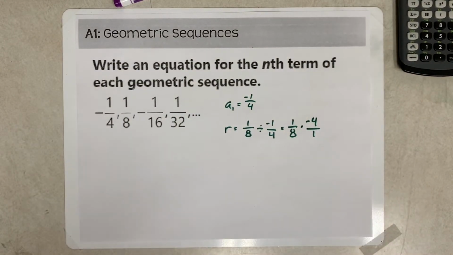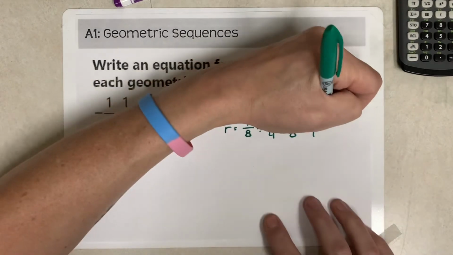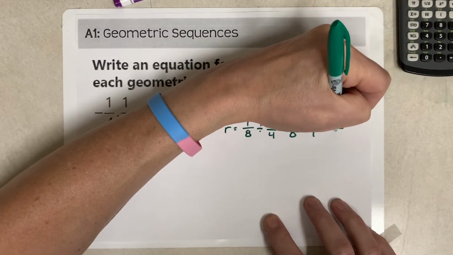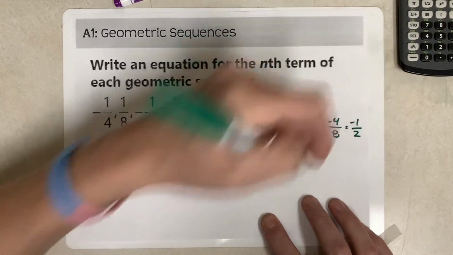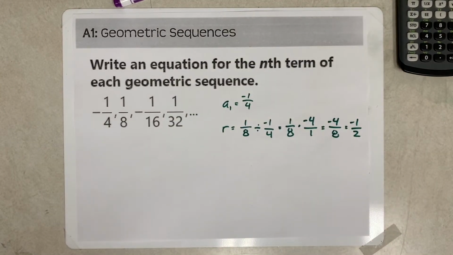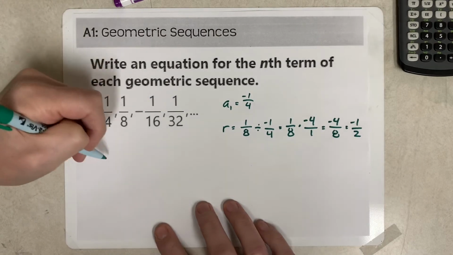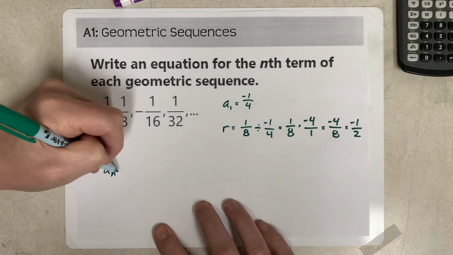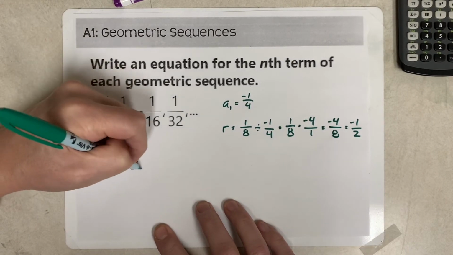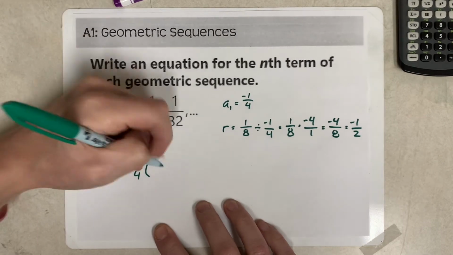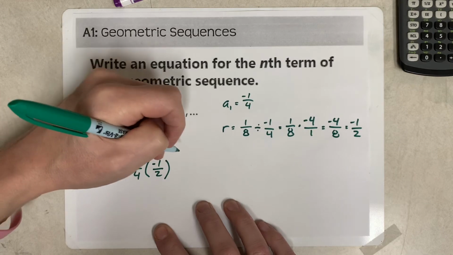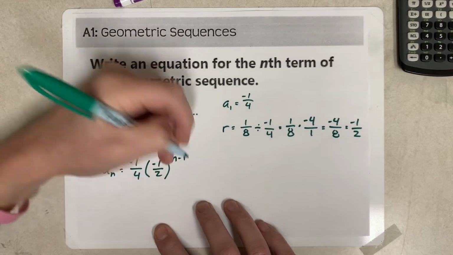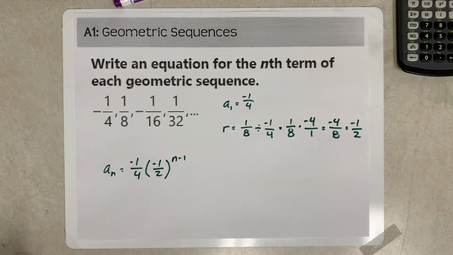It looks like that is going to be -4/8, which is actually -1/2. So -1/2 is going to be it. So here's what we have then. A sub n is equal to -1/4 times -1/2 to the n minus 1, and that will be fine. That'll work. That'll give us any one of those terms of that sequence.